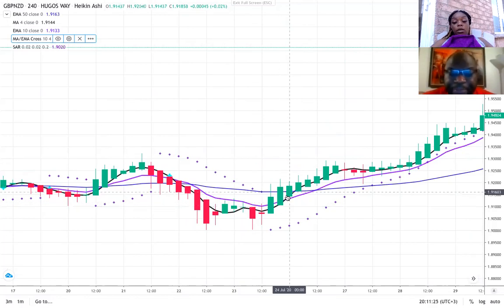This candle here opened up at the half of the body of this candle. This candle here opened up at the half of the body of this candle. Now, when there is no wick at the bottom, that's good. That just means that price is pushing in one direction. Once you get a wick, it means that price has pulled back further than the 50% of the previous candle.